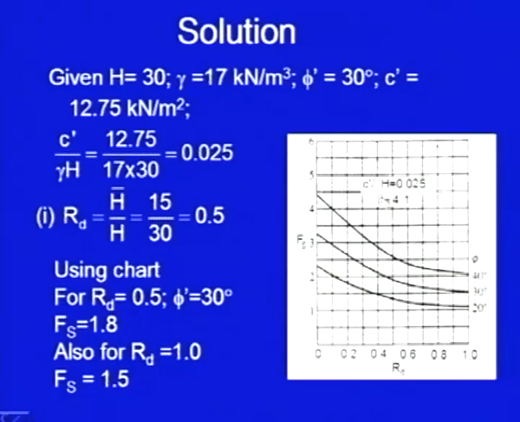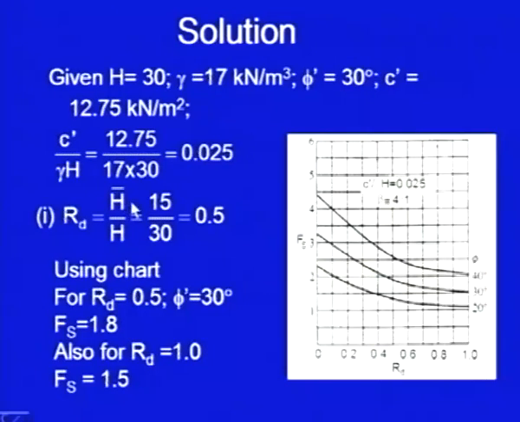So, consider the appropriate chart. C upon gamma h is equal to 0.025 and beta is equal to 4:1 here. And as I told you, if the slope is something else, or C dash upon gamma h is also something else, then you have to interpolate the values by taking different sets. So, here R D is 0.5. Corresponding to phi dash equal to 30, this value comes out to be 1.8. So, straightway you get the factor of safety.